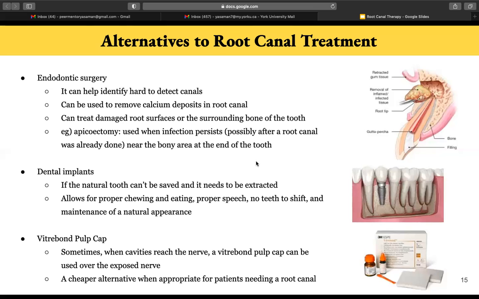Lastly, pulp capping, usually with a Vitrabond pulp cap, can be used as an alternative to root canal treatment. Sometimes when cavities reach the nerve, this pulp cap can be used over the exposed nerve to prevent it from being exposed during cavity preparation. It is a cheaper alternative when appropriate for patients needing a root canal.